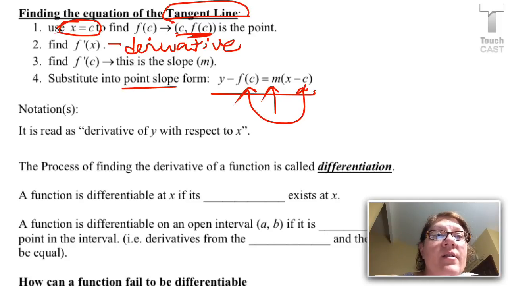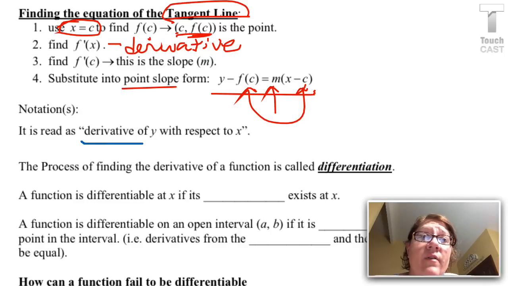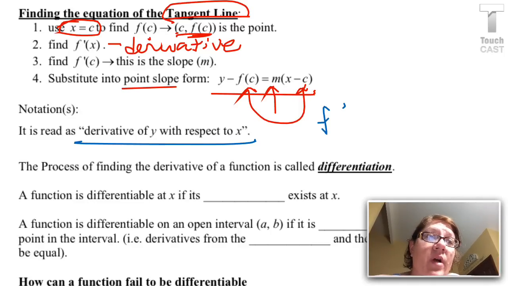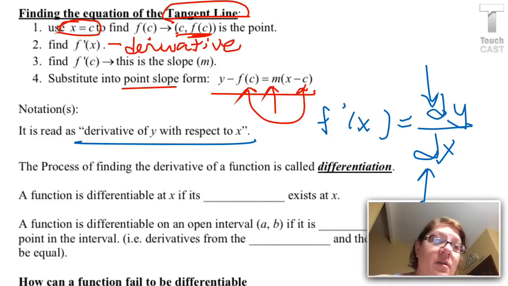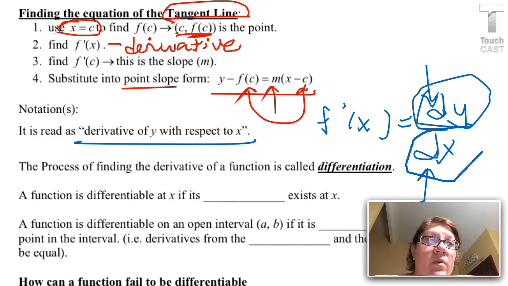And this is just some vocab. So another way of talking about it is the derivative of y with respect to x. Sometimes instead of calling it f prime of x, we'll call it dy dx. Remember, that's really change in y over change in x, similar to delta, we could just say that. And so derivative of y with respect to x.